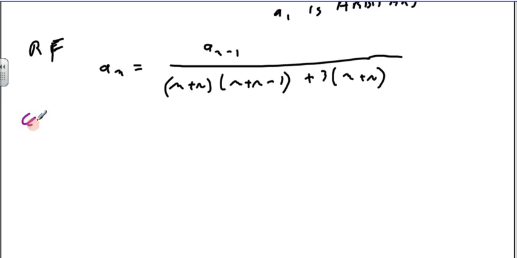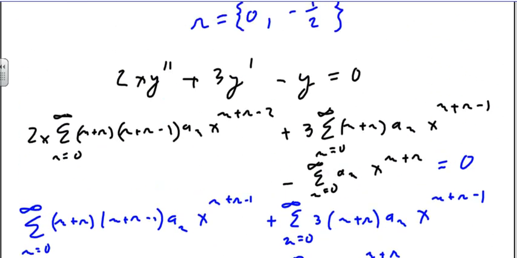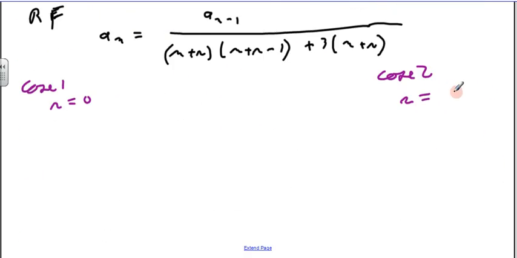Case 1, r is equal to 0. Case 2, r is equal to, and I forget, what is r equal to? Minus a half. We might have solutions in both places. We may only have a solution in one place. Either way would be okay, but I have to do both cases to know.